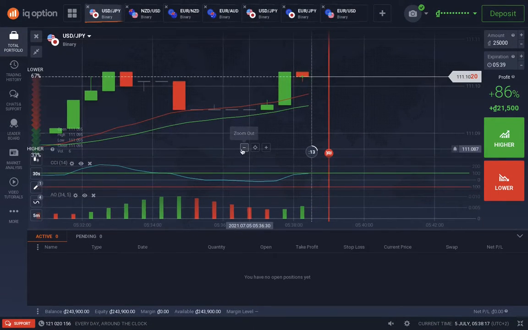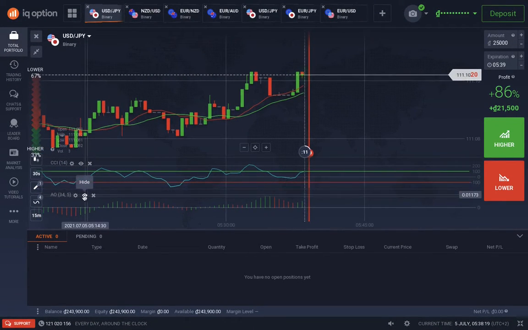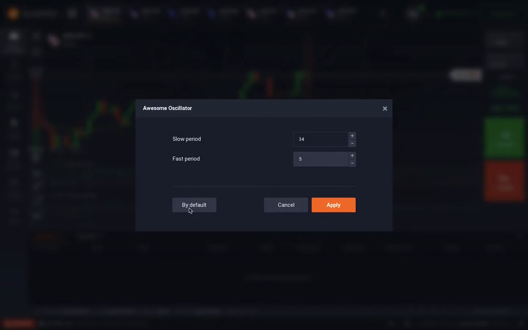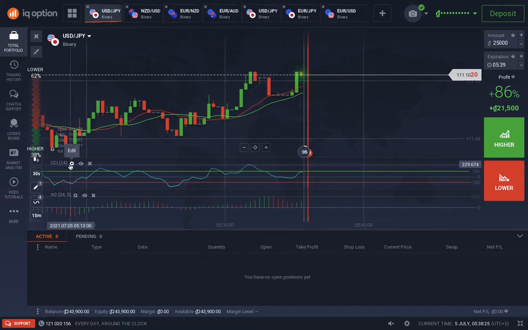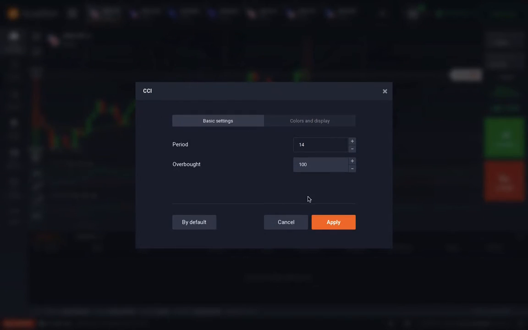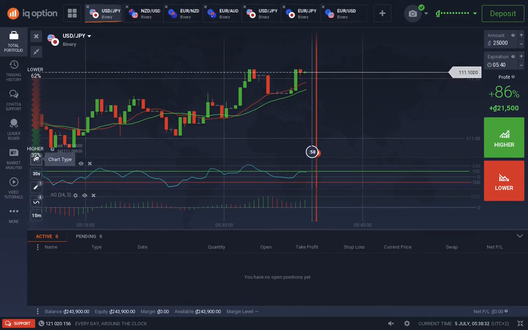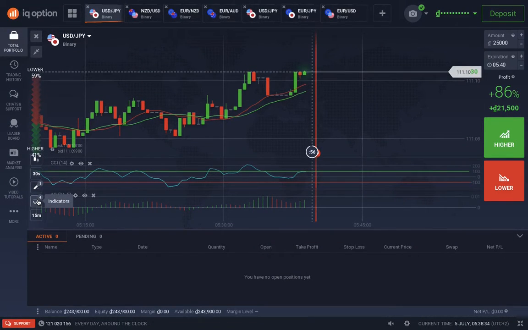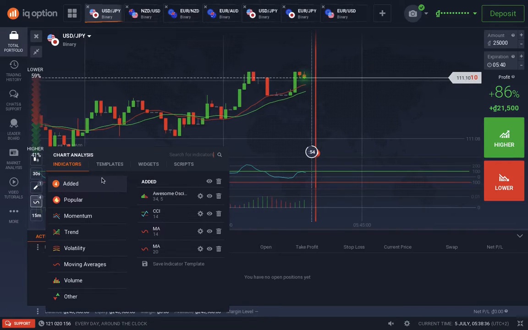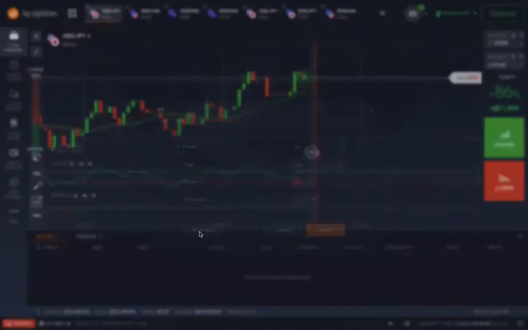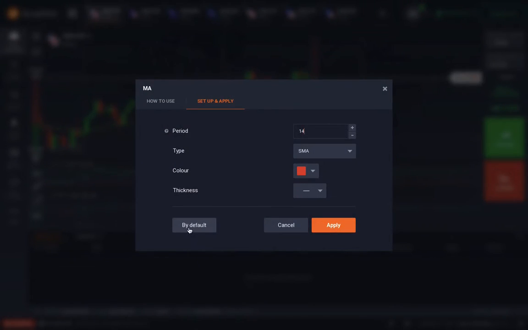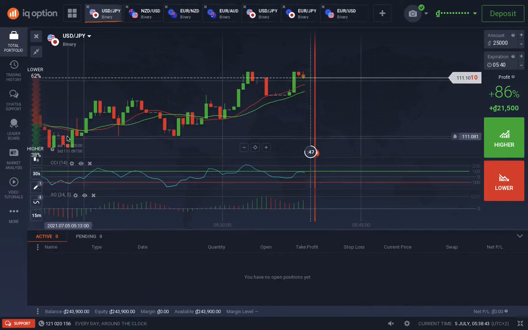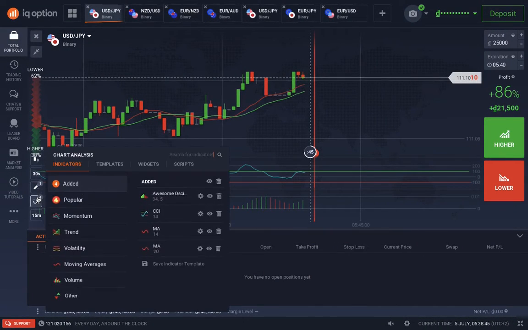Put the indicator on default, and CCI, put it on default. Your moving averages, your first one, you can change to any color you want. Your first moving average should be on 14, which is default. And then the second one, which is the green one, should be on 20.